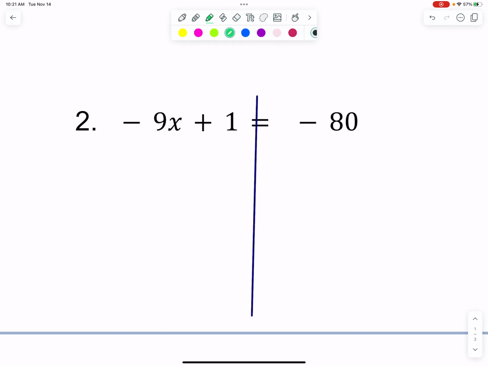Whoops. So this is you. This is your BFF. And this is your BFF's friends. So your parents come home early. The people you are going to kick out first are your best friend's friends. The opposite of addition is subtraction. So we are going to subtract them on both sides.